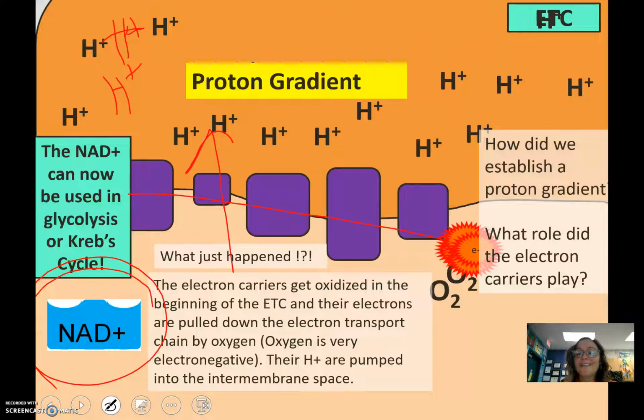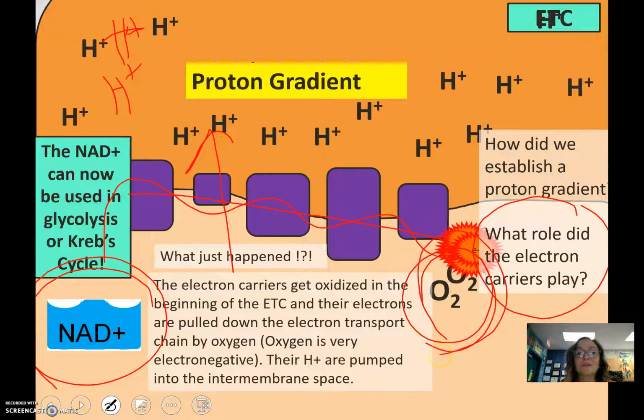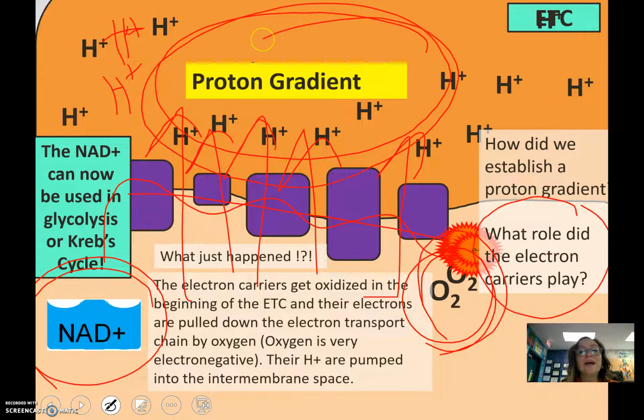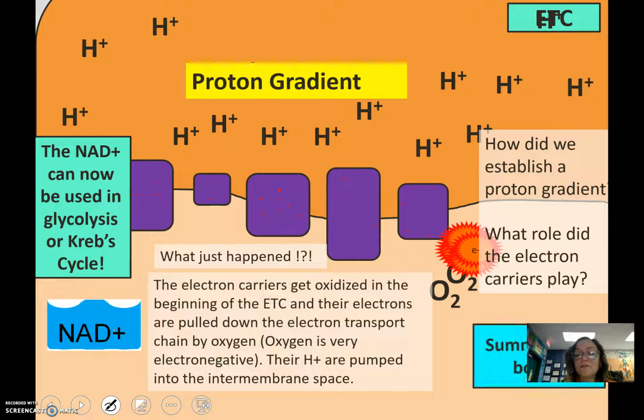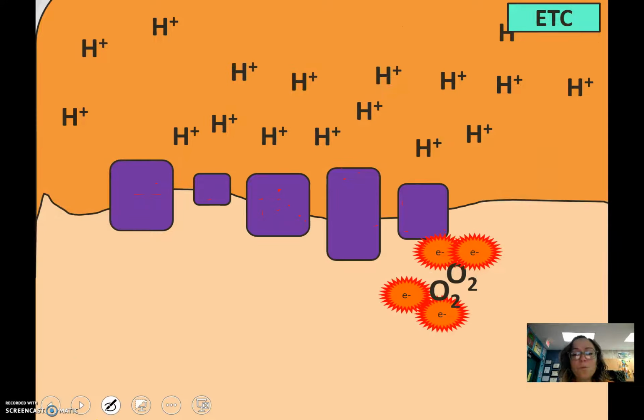So here, the electron carriers are the ones that have brought the electrons and the protons to the electron transport chain, and as the electrons travel down and oxygen is attracting them, pulling those electrons down the electron transport chain, the protons are being pumped up into this intermembrane space, creating a proton gradient, a difference in charge across that membrane.